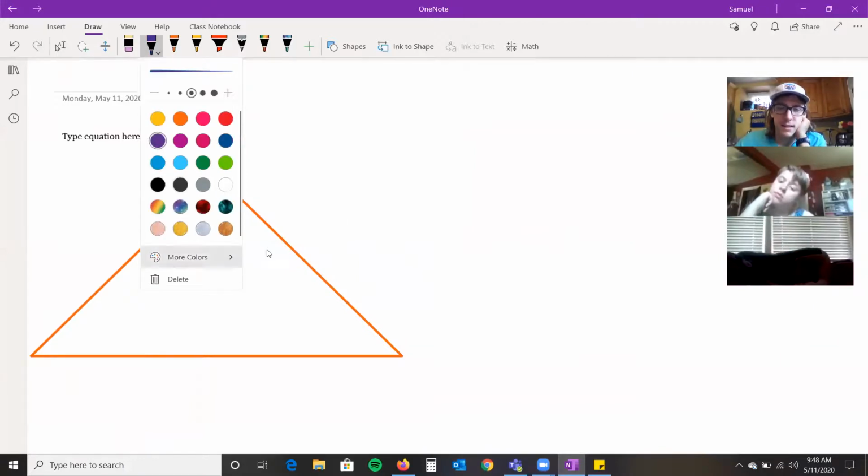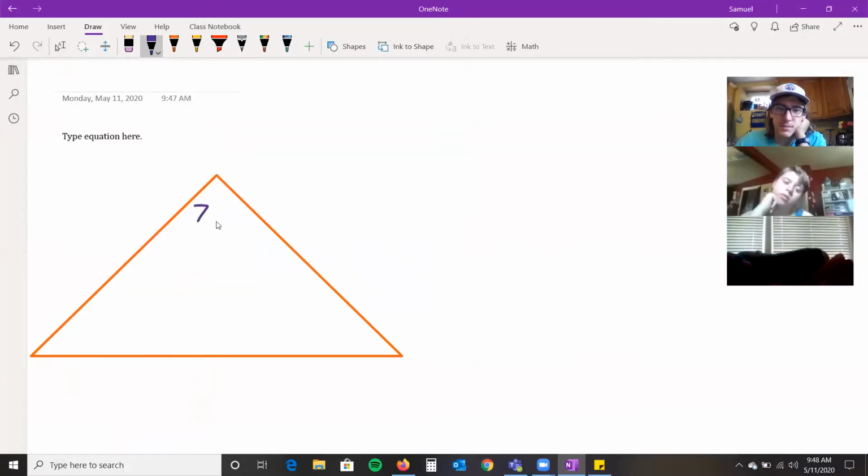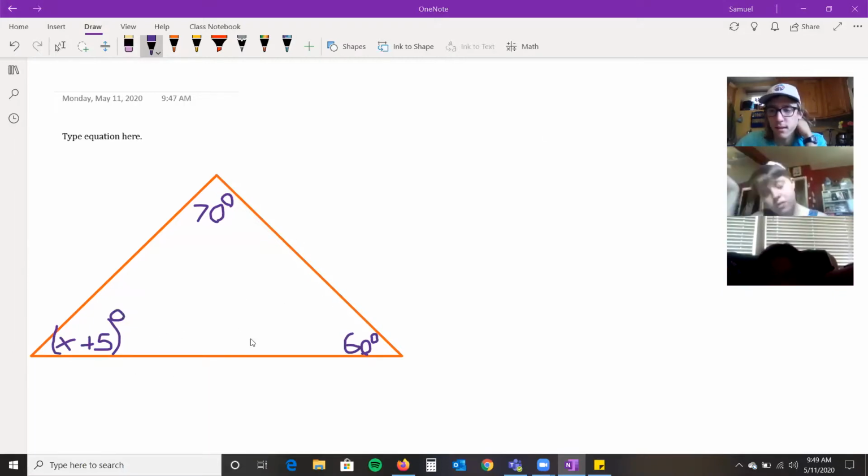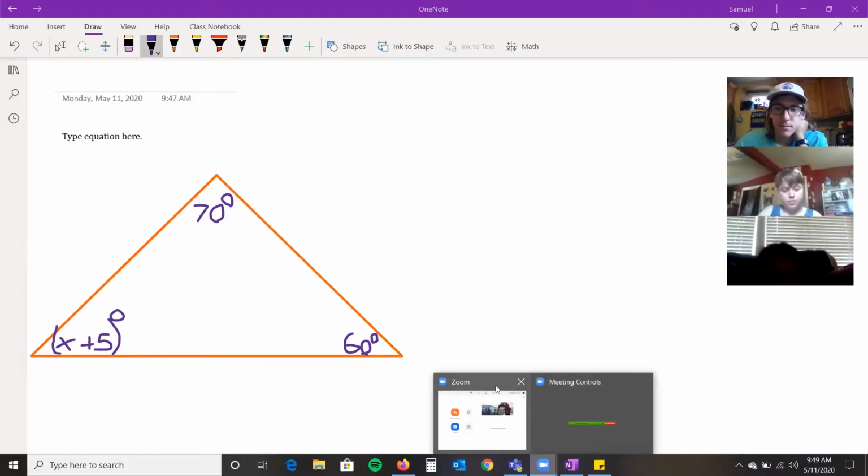The last thing is, and I just want to make sure you guys have seen this, and again, this isn't to scale, so this picture is not necessarily accurate. But let's say that this angle was 70 degrees. This angle was 60 degrees. Sometimes you might see a problem that has these two angles, and then it says x plus 5 degrees. So if you see a problem like this, don't freak out. Try to think, how would you solve for x here? Do you guys have any ideas?